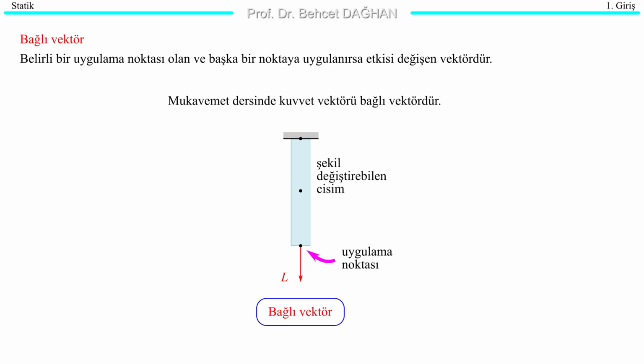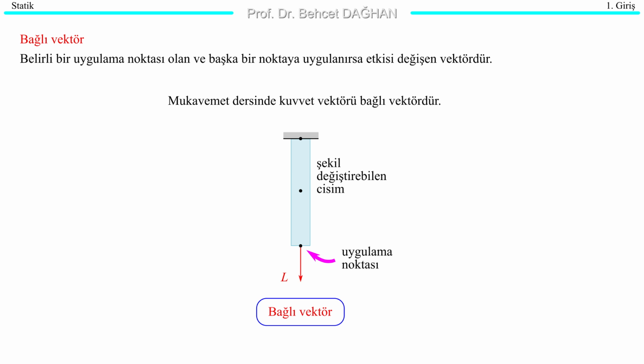A vector with a specific application point. The force vector in the strength of materials is the fixed vector. In the strength of materials, the deformation of objects is taken into account. Therefore, we should not change the point of application so that the effect of the force does not change.